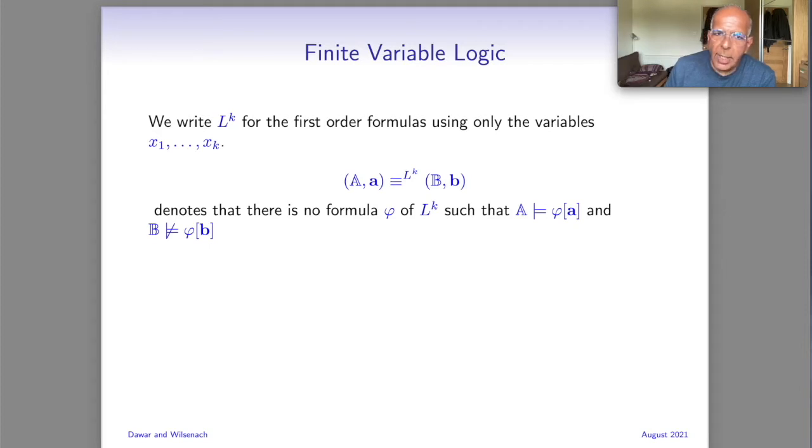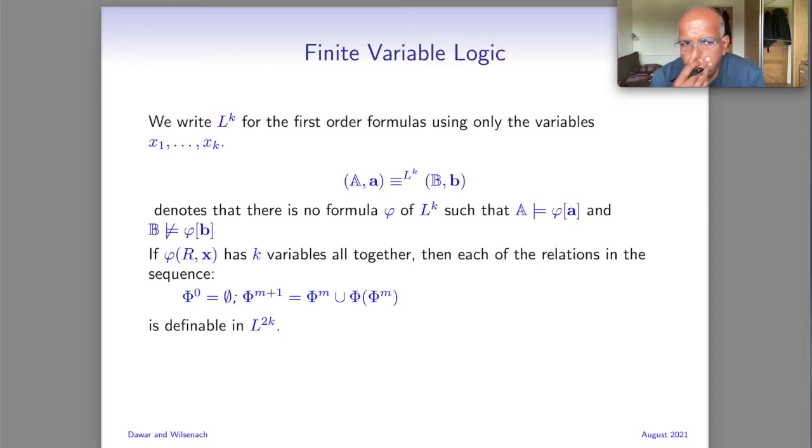We write this equivalence relation, equivalence superscript LK, to denote, for a pair of structures A, B, and a tuple of at most k elements in A and in B, that any formula of LK which is true of one, true of this tuple a in the structure A, for example, is also true of the other. So this tuple in this structure cannot be distinguished from the tuple b in structure B by any formula of LK. That's what this equivalence relation denotes.